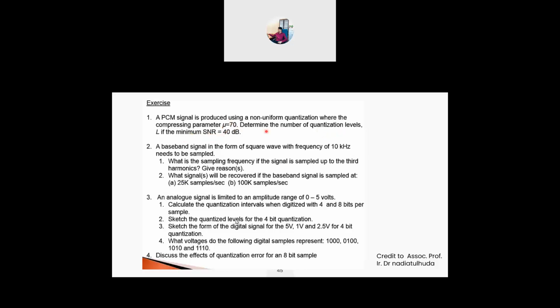Okay, so basically this question is on non-uniform quantization. And it gives you the value. This one is normally given. So a baseband signal in the form of a square wave with frequency of 10 kHz needs to be sampled. So you're going to have a baseband signal, meaning information signal, in the form of a square wave.